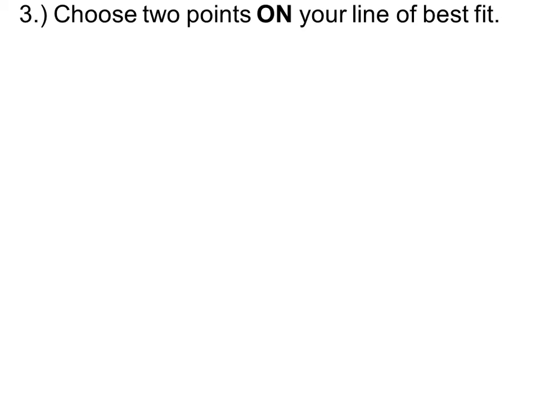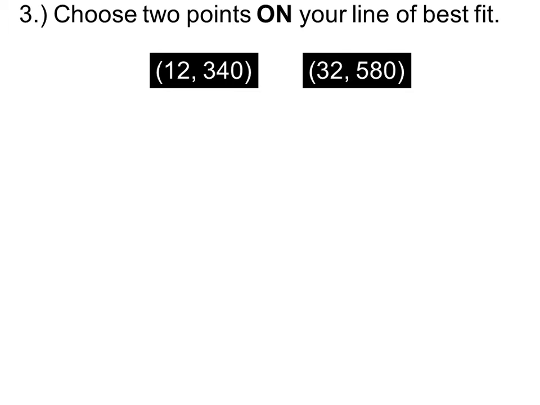First thing, you choose your 2 points that are on the line of best fit, which we already did: points 12, 340 and 32, 580. Now what you have to do is assign each of these as being your first point and your second point. I choose 12 and 340 as being my first point, so this is my x1 value and my y1 value. Then 32, 580 is my second point. It doesn't matter which you assign as 1 and which you assign as 2; you'll get the same answer. It's just what I did. So this is x2 and y2.